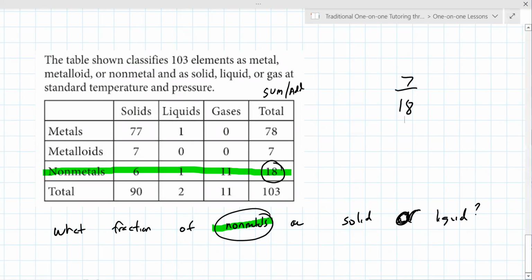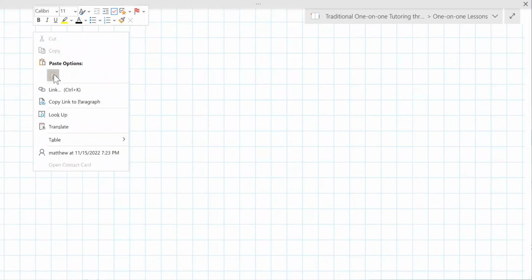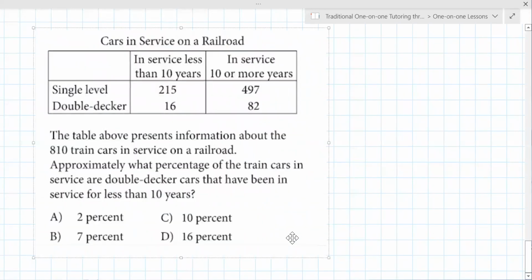Okay, let's look at another problem here. This table does not have the totals. So it says the table above presents information about 810 train cars in service. So 810 represents adding up all these numbers, 215, 16, 497, and 82. So that's the total down here.